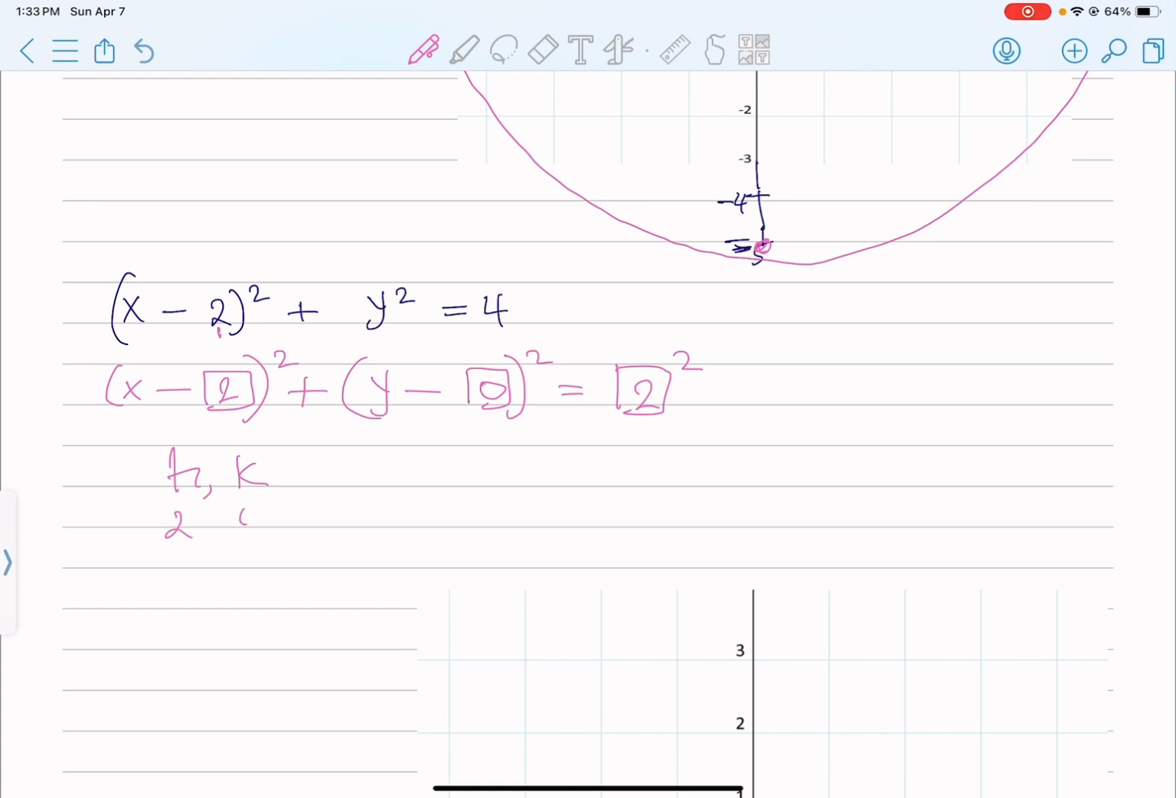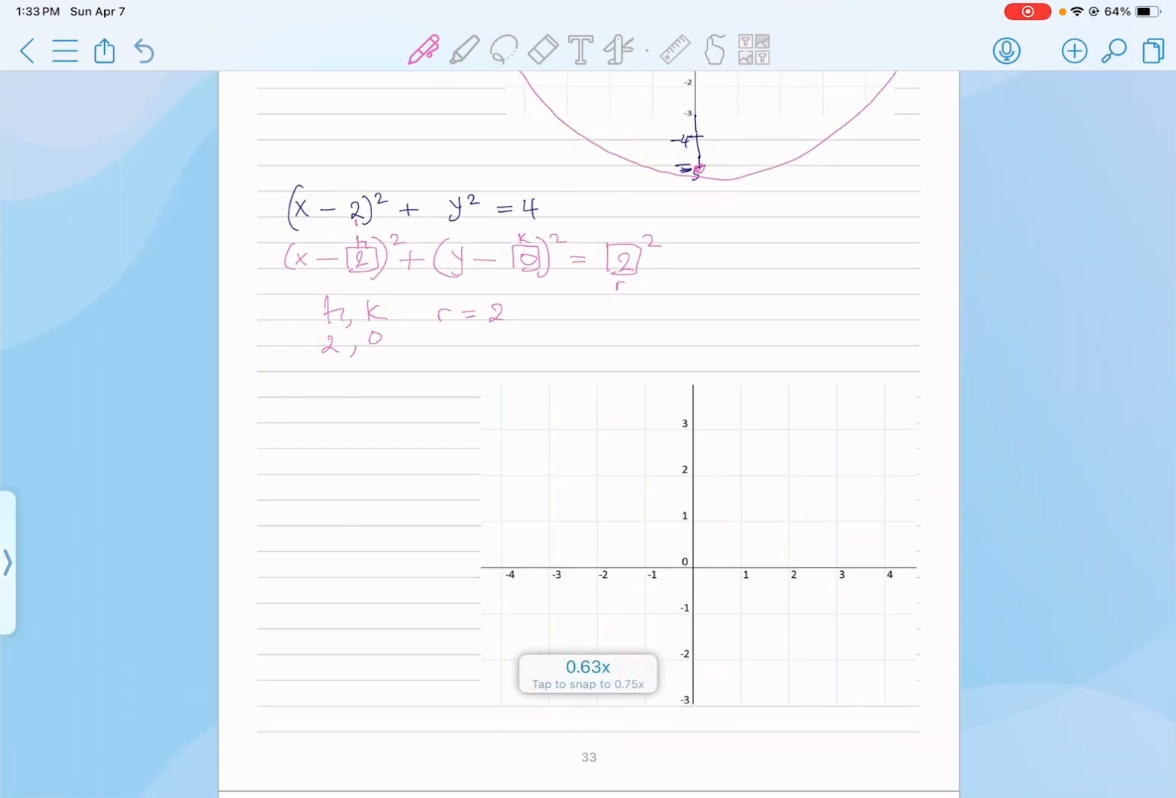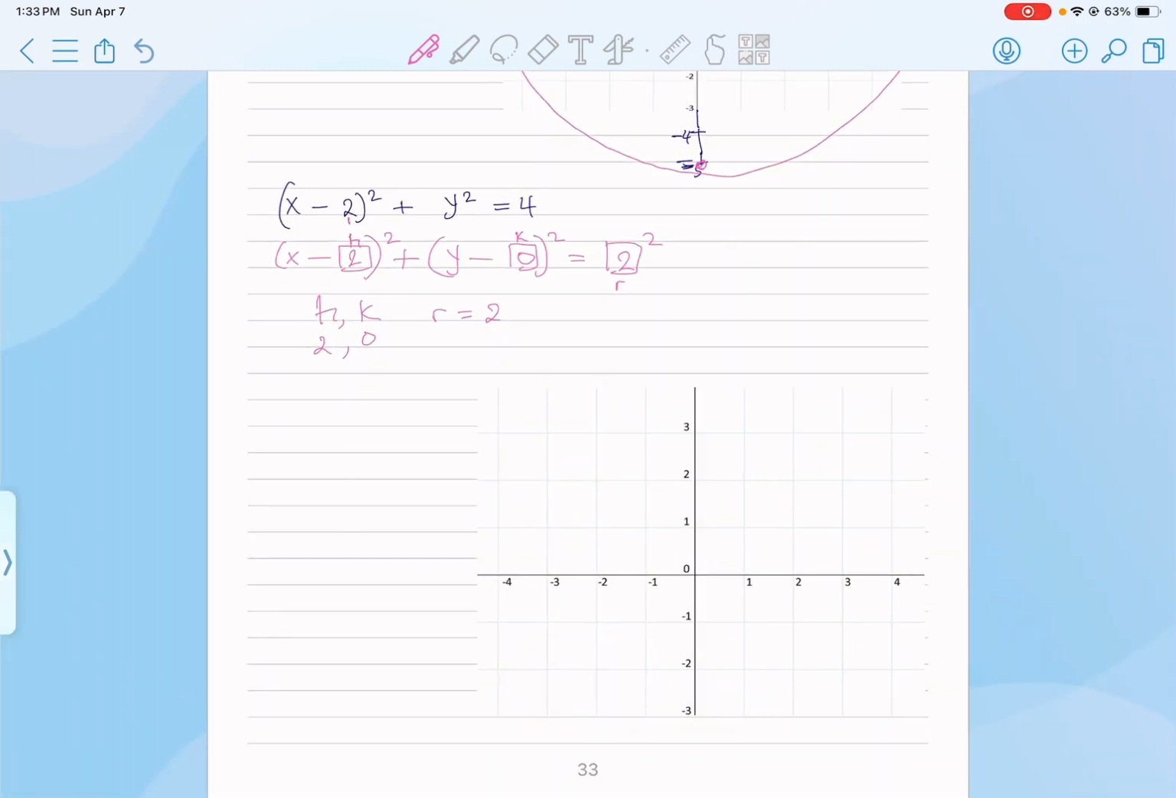So your h and k is what? 2, 0. You see, the box makes it easier because sometimes a negative will go in the box. Okay. And your radius is what? 4? Is your radius 4? No, 2. Remember, your radius is what's in the box. See what I'm saying? You see why you need to set up your cheat code. This is your h, this is your k, and this is your radius.